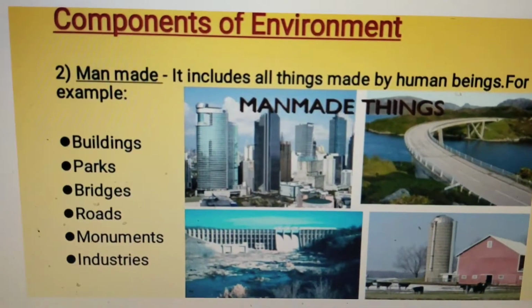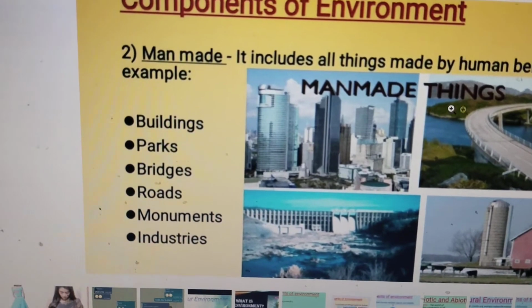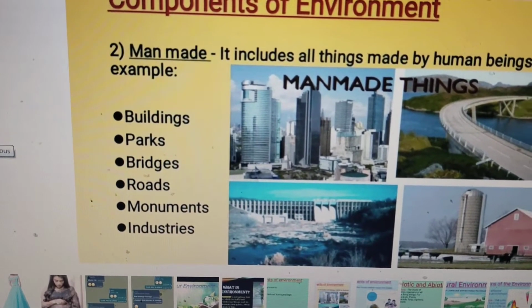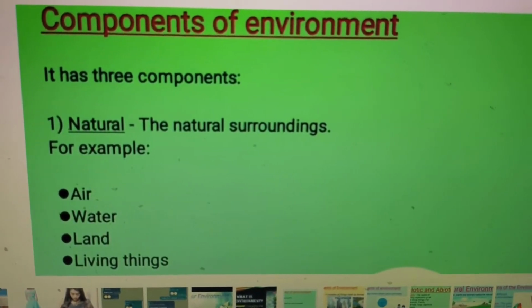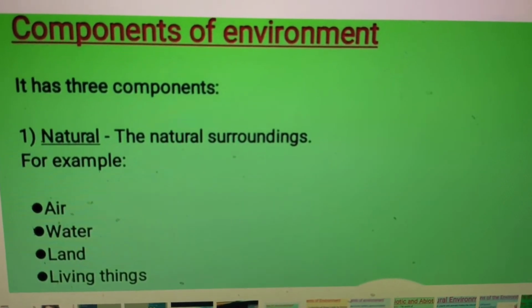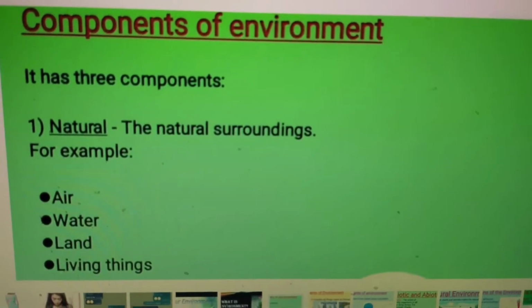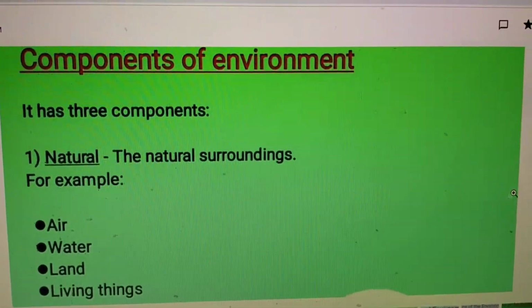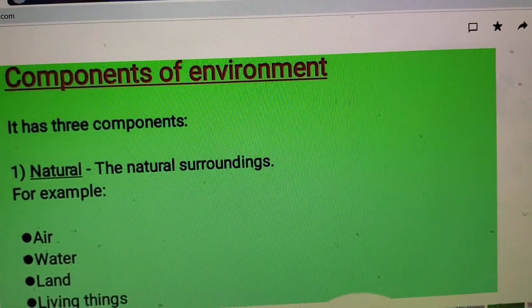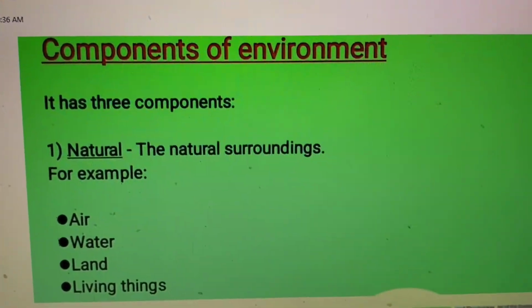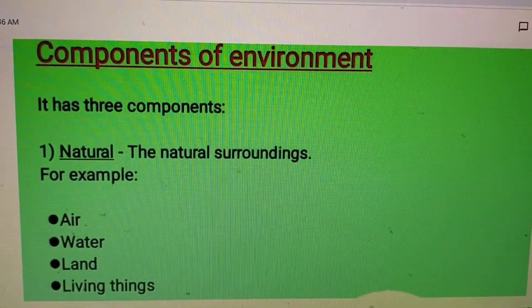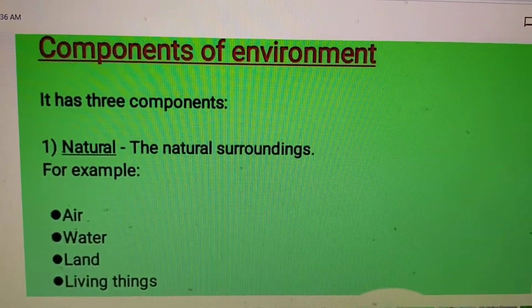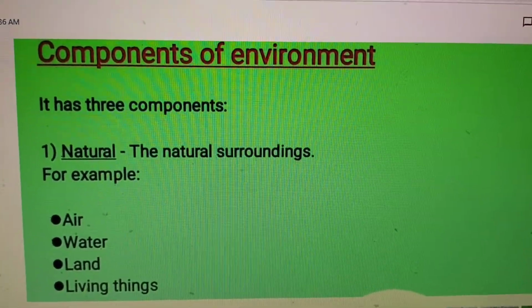And we learnt about the components of environment. What are the components of environment we learnt? There are three components. One is natural, another one is man-made, and another one is human, isn't it? The first one, the natural thing, is what is created by nature, that is the natural surroundings. For example, air, water, land, living things. These are all created by nature, not by humans.